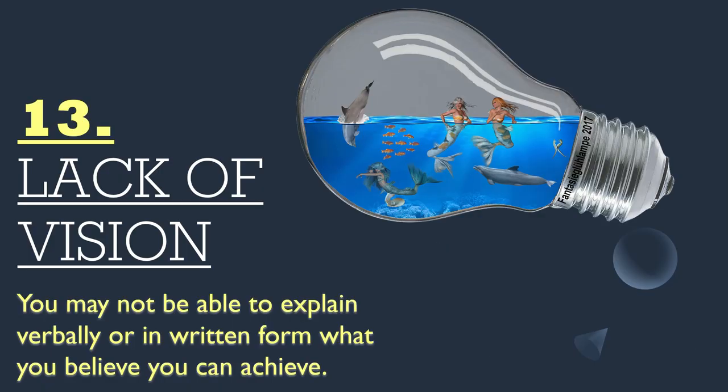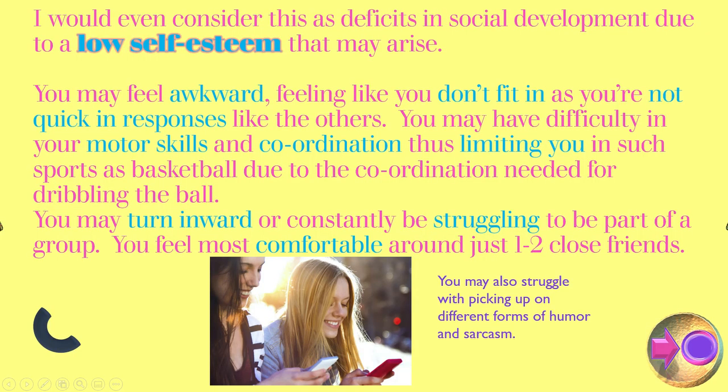Number 13, lack of vision. You may not be able to explain verbally or in written form what you believe you can achieve. I would even consider this as deficits in social development due to a low self-esteem that may arise. You may feel awkward, feeling like you don't fit in as you're not quick in responses like the others. You may have difficulty in your motor skills and coordination, thus limiting you in such sports as basketball due to coordination needed for dribbling the ball.